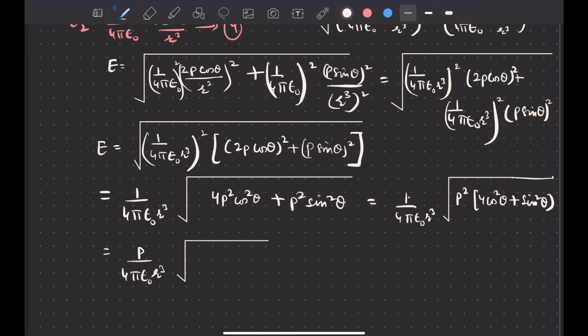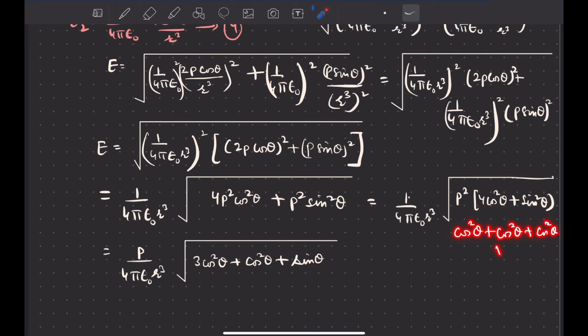Instead of writing 4 cos square theta directly, I will write 3 cos square theta plus cos square theta plus sin square theta as it is. I have just divided 4 cos square theta into two parts, because 4 cos square theta I can write as cos square theta plus cos square theta plus cos square theta plus cos square theta.